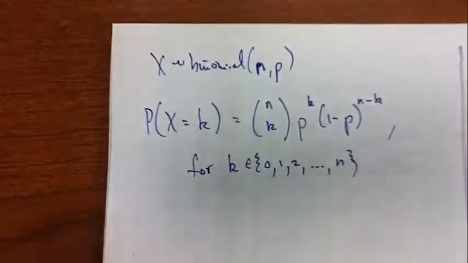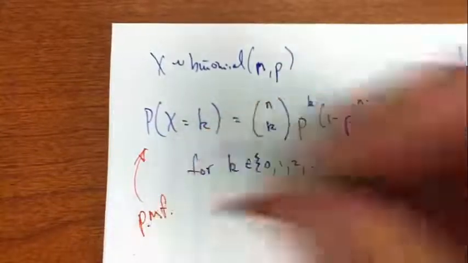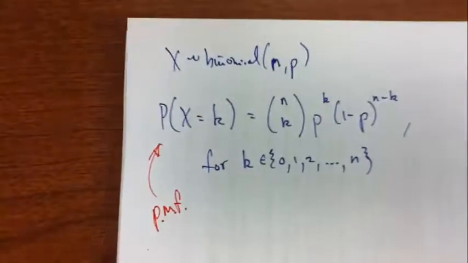Okay, so this is the probability mass function. This is called the probability mass function, or the PMF. It describes the distribution for this binomial random variable.